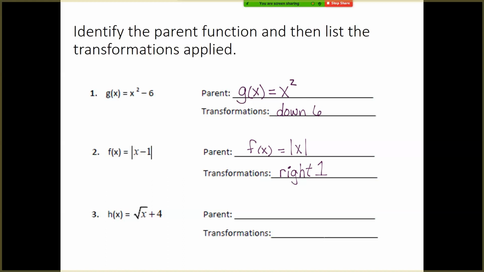For number 3, our parent function, h of x equals the square root of x. That is our parent function. Then we need to determine the transformations that are being made. So that +4, is it hanging out at the end or is it stuck inside with the x? At the end, so it's either going to move you up or down. Which is it? Up 4.